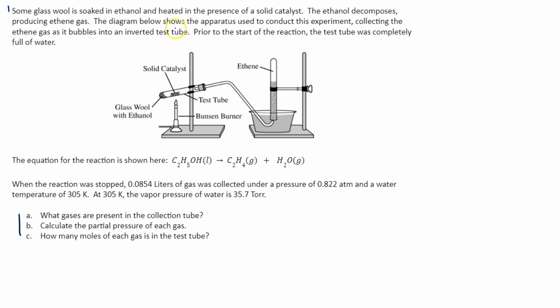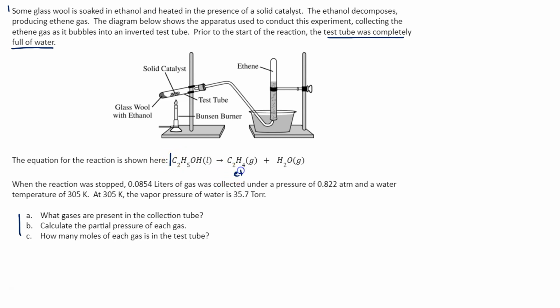Some glass wool is soaked in ethanol and heated in the presence of a solid catalyst. The ethanol decomposes, producing ethene gas. The diagram below shows the apparatus used to conduct this experiment, collecting the ethene gas as it bubbles into an inverted test tube. Prior to the start of the reaction, the test tube was completely full of water. So mostly what this paragraph is doing is just describing to me what the reaction is that's taking place, which they show down here as well, so that's not super helpful.